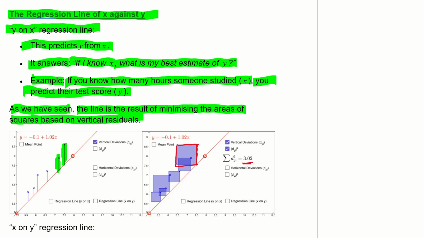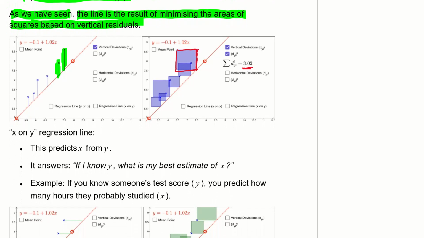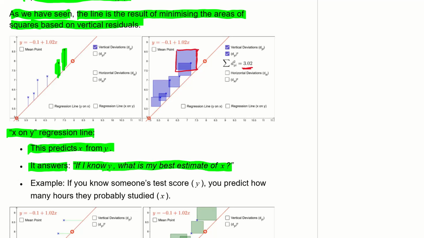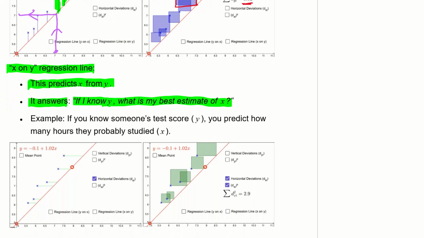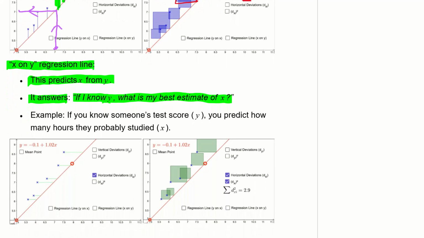x regression line. Now instead we're talking about an x on y regression line. This predicts x from y. It answers, if I know y, what is my best estimate of x? So with y on x, we've got the x value and we use it to predict a y value. With this one, we're going to go in the other direction.